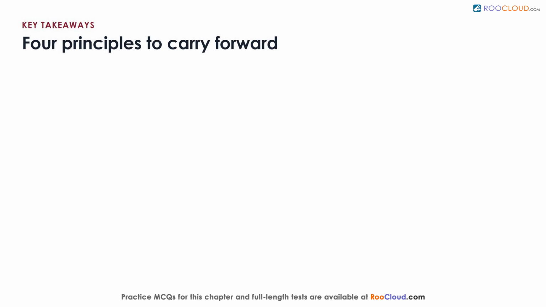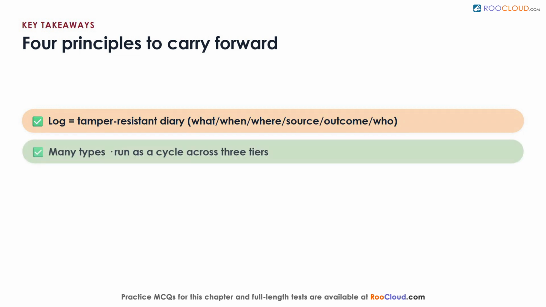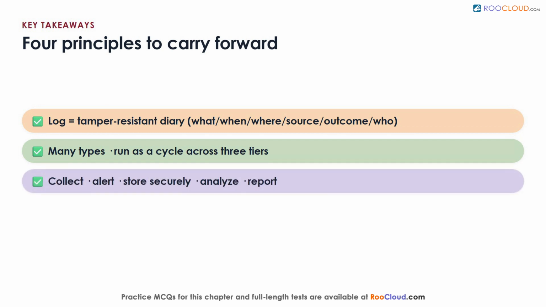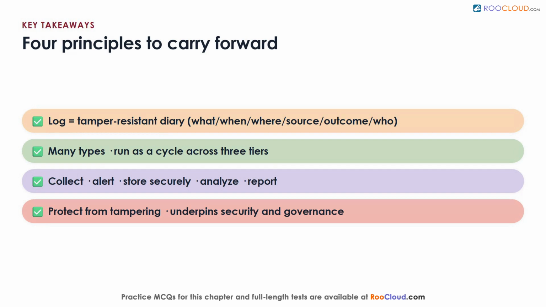So let's bring it together. A log is a system's tamper-resistant diary. Good records answer what, when, where, source, outcome, and who. Many log types each serve a purpose. Manage them as a cycle across 3 tiers: collect, alert, store securely, analyze, and report. Protect logs from tampering, often with a central security system. And remember, they underpin your security and governance work. Master this, and you can reconstruct the truth on demand.